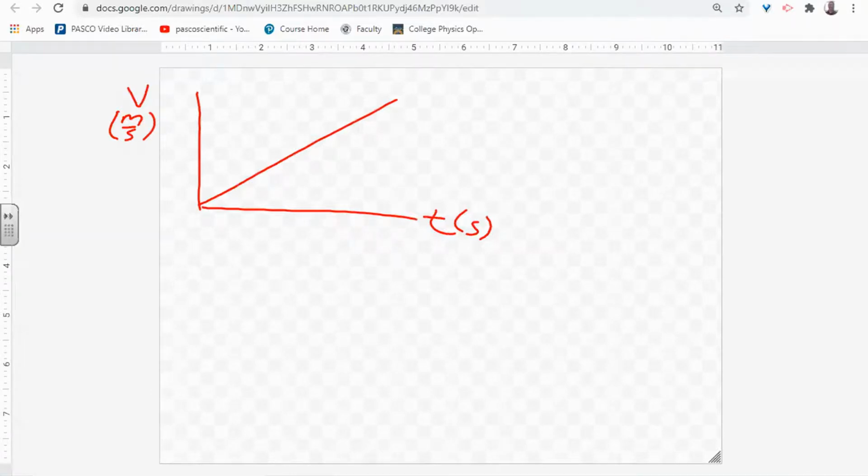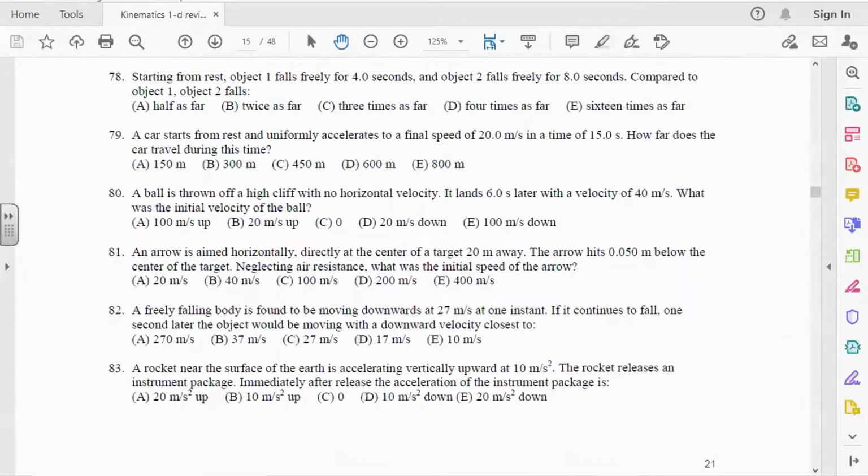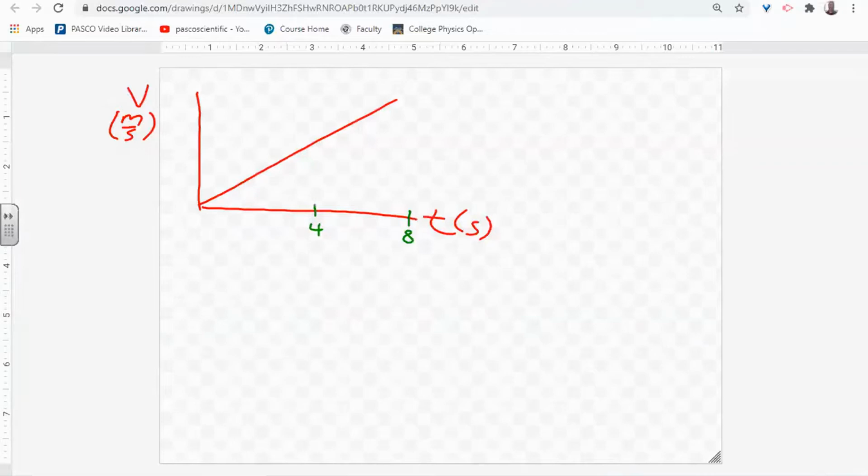And that tells us, so let's say this is object 1 that fell for 4 seconds, and then object 2 fell for 8 seconds. And the question is asking us, starting from rest, how far object 2 falls compared to object 1. So here, we're starting from 0. I can see that object 1 fell whatever this distance is here. This is similar to the problem that we had a little bit earlier, except the wording's a little bit different. So let me extend my line a little bit.